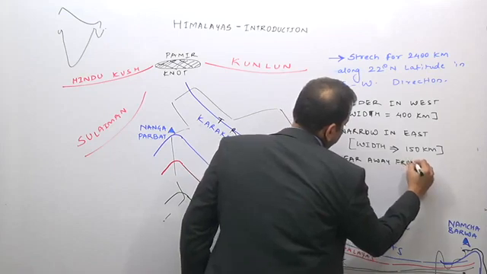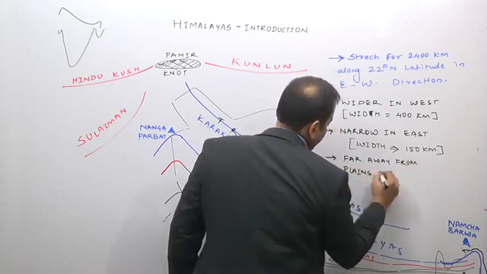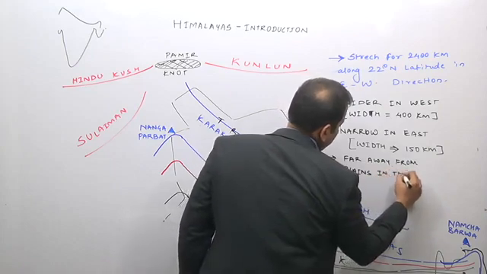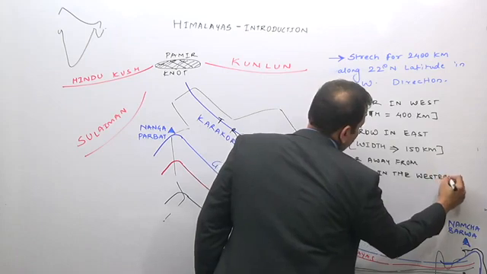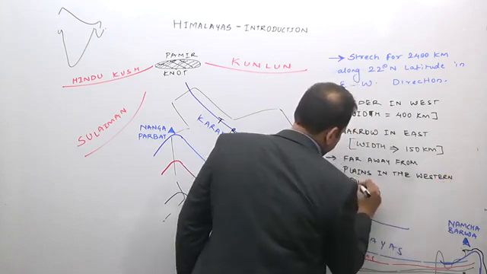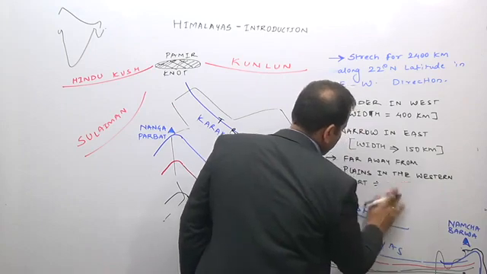So the Himalayas are far away from the plains in the western part, while they are nearer to the plains in the eastern part.